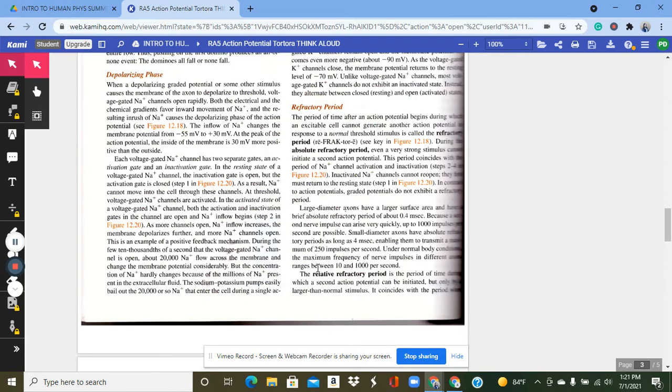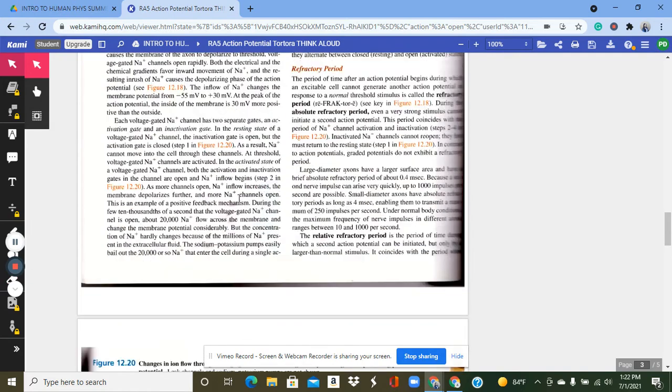Moving on to the depolarizing phase. When a depolarizing graded potential or some other stimulus causes the membrane of the axon to depolarize to threshold, voltage-gated sodium channels open rapidly. Both the electrical and the chemical gradients favor inward movement of sodium, and the resulting inrush of sodium causes the depolarizing phase of the action potential. See figure 12.18.